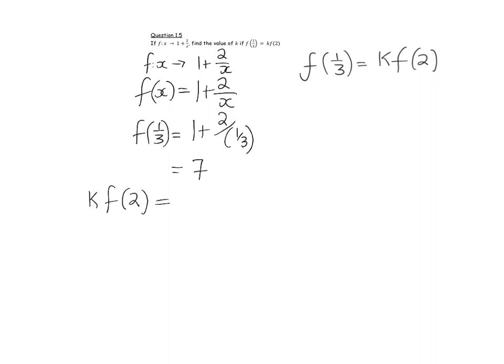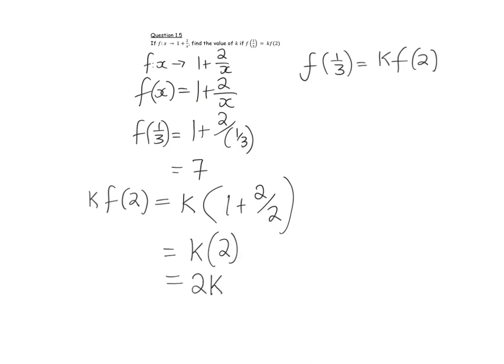Right, so we can't really do much with the k because we just know what it is. But then f of 2 would be 1 plus 2 over 2. So then this would be equal to k of 2. Now, when we have k and we multiply it by 2, we rewrite that as 2k. So we have f of a third, and we figured out that that's 7. And then this is going to be equal to 2k.